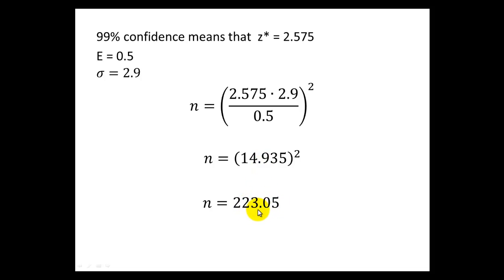Now remember the rounding we did with sample size calculations. Even if there's any bit of decimal here beyond the whole numbers, we are to round up because we can't interview a fraction of an American. So we would need to survey 224 Americans to make sure that we were 99% confident that our sample mean would be within half a bath of the true population mean.